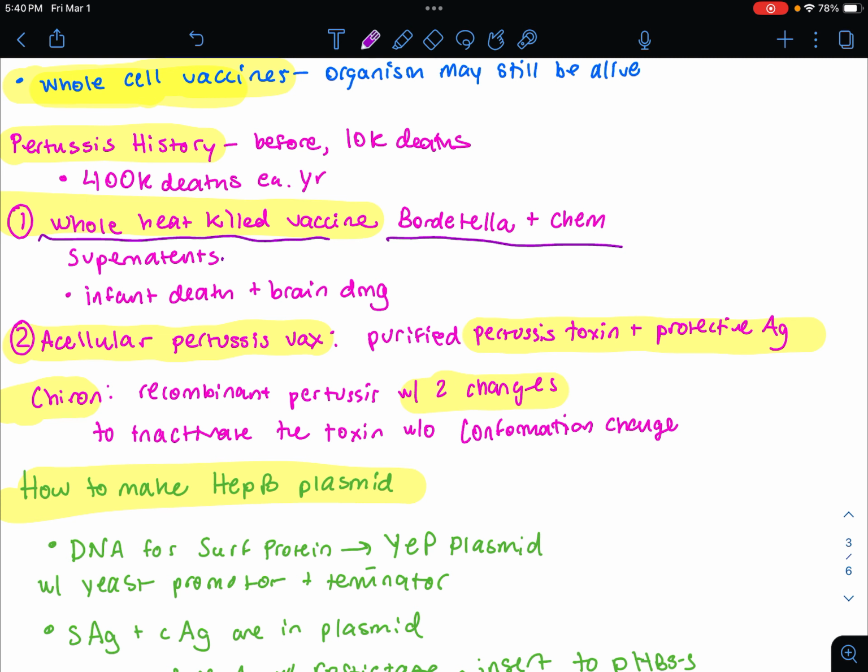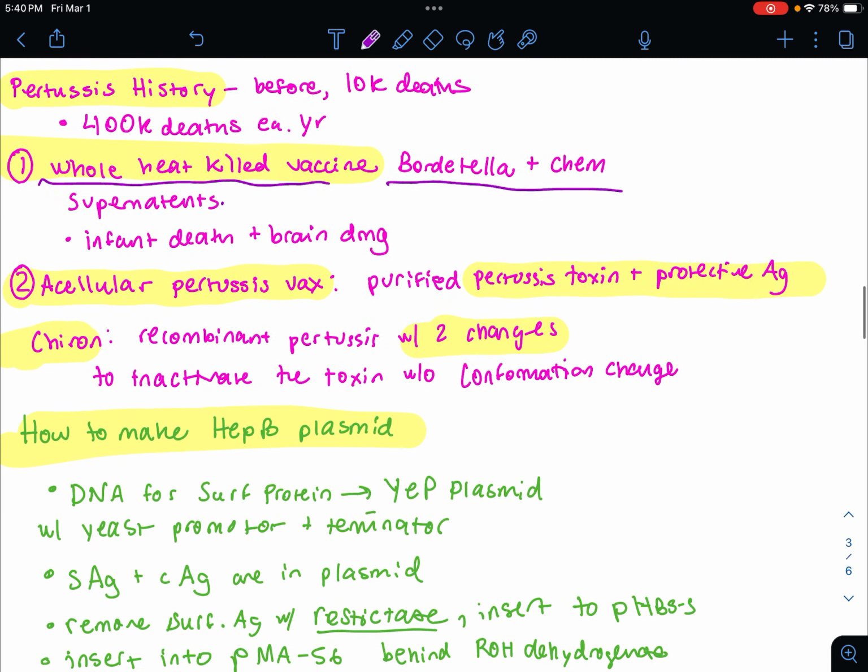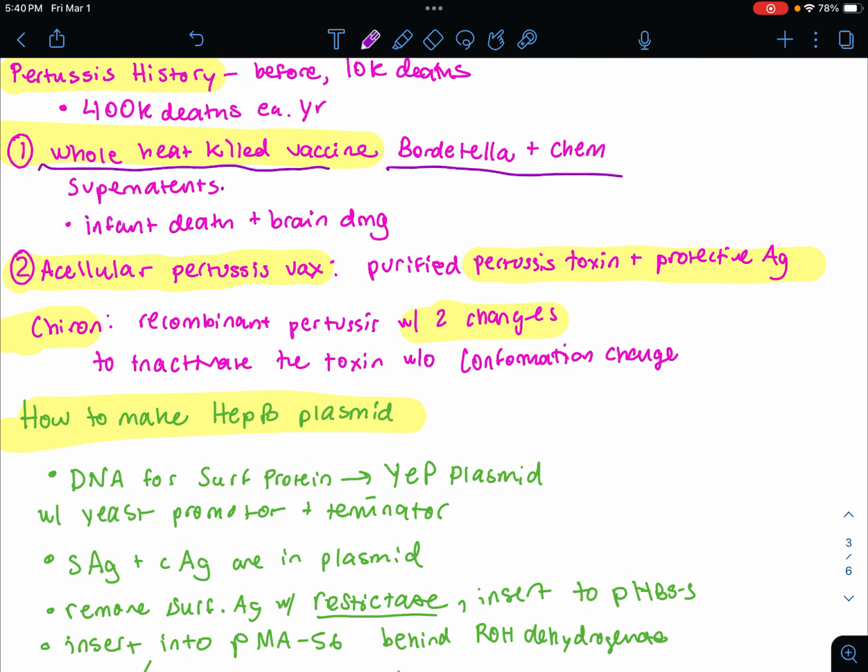But now the safe version of the vaccine, the acellular pertussis vaccine, contains purified pertussis toxin and the protective antigen for it. It's going to be a protective one, so it helps you fight away a later infection. There's less fever with this one.